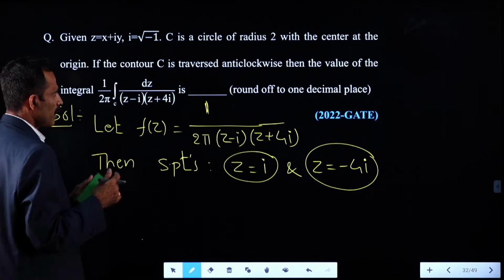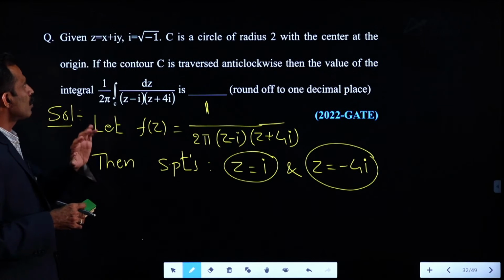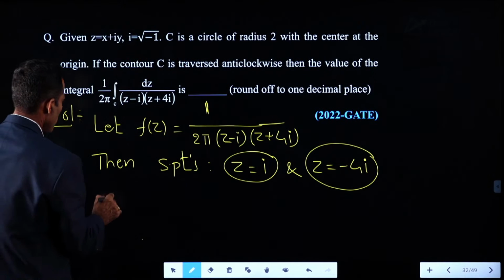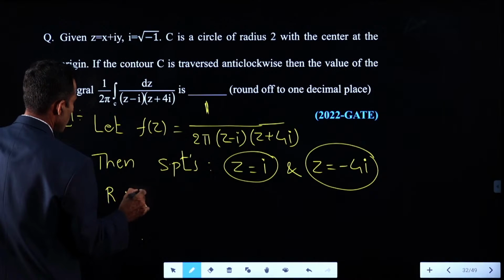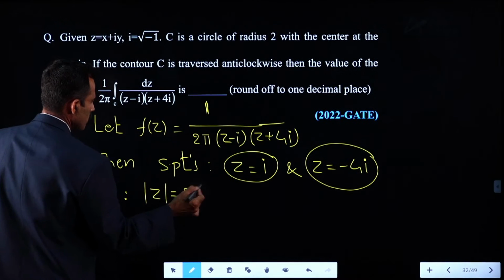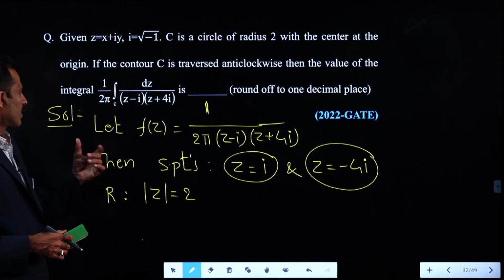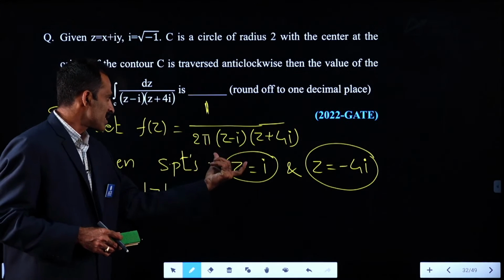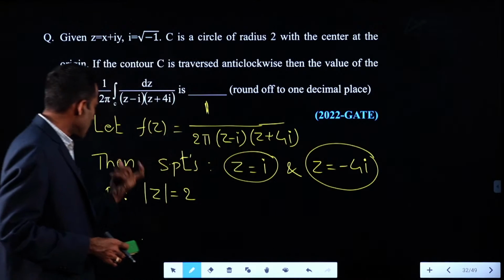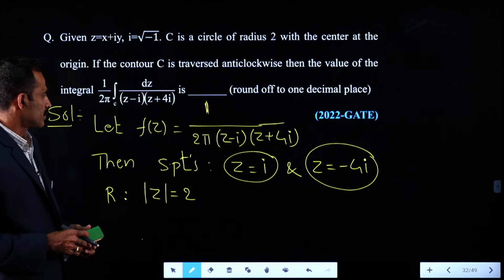According to the third step, we need to draw the diagram, but there is no need because it is a circle only. Here, R is a circular region bounded by the equation of the circle mod z equal to 2 only. Now, we check one by one whether each point lies inside the region, on the region, or outside the region.